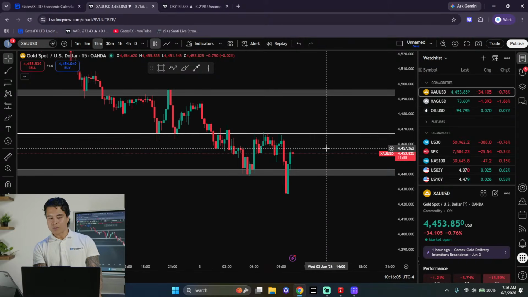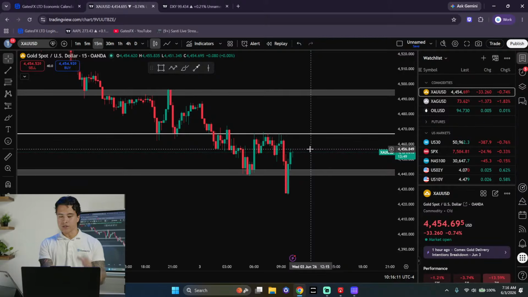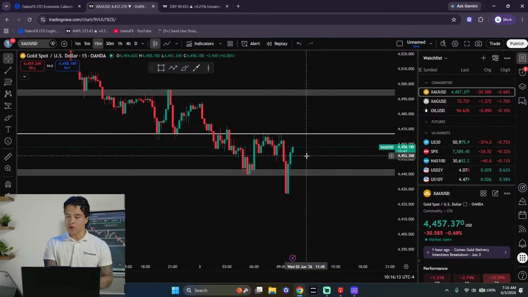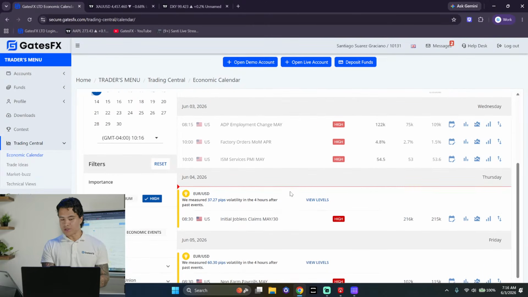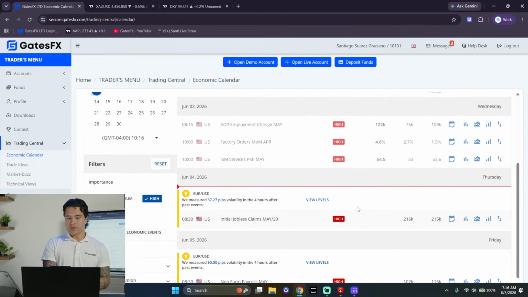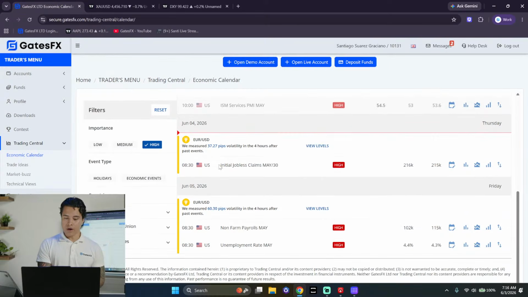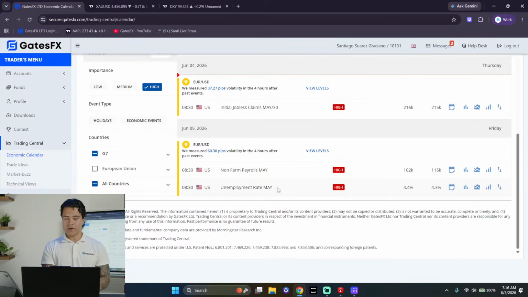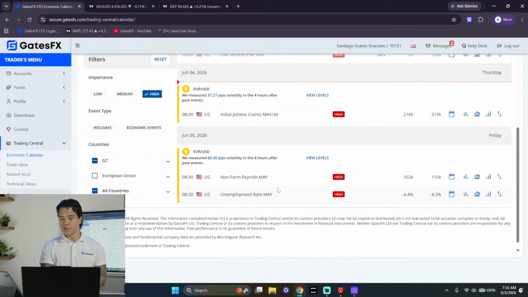Good to see that with the markets, they don't care. Markets don't care. So for the most part, all we've got to do is continue to follow what we do. It's price action, fundamentals. Tomorrow, guys, we have jobless claims being released. And then on Friday, really the important report that we have to look out for is NFP and the unemployment rate.